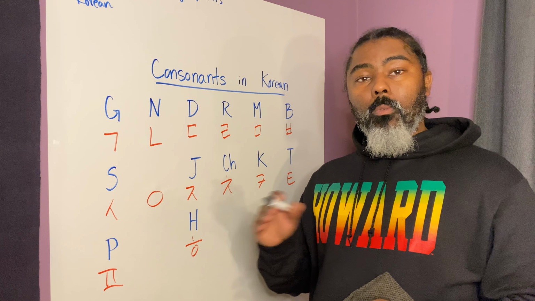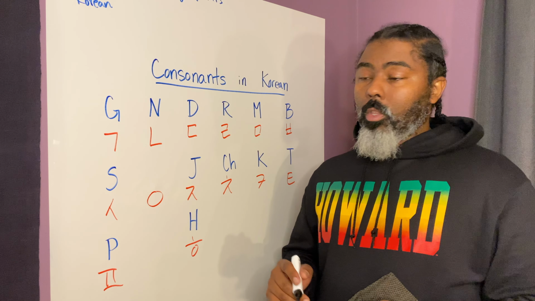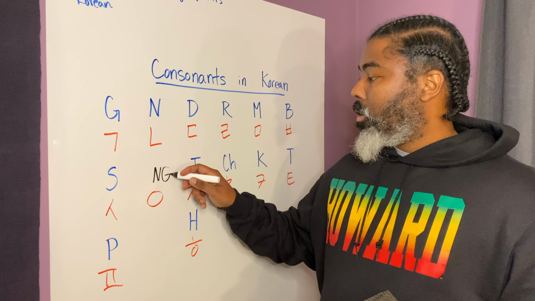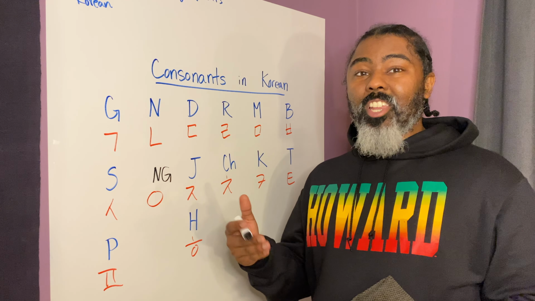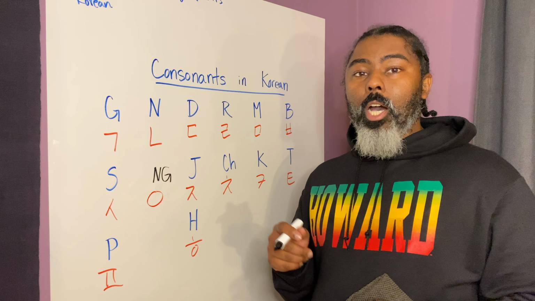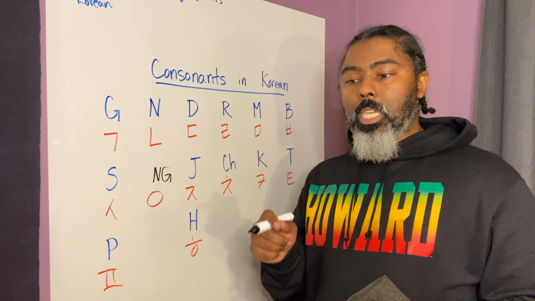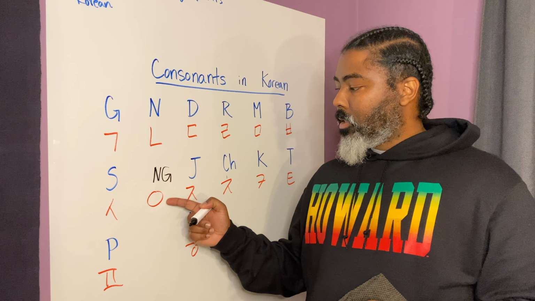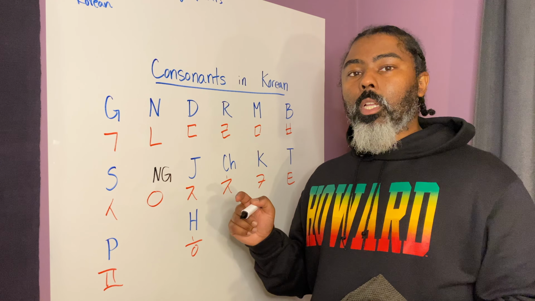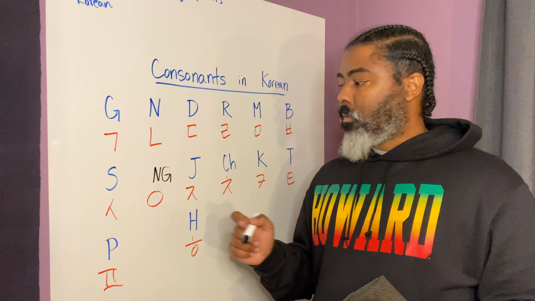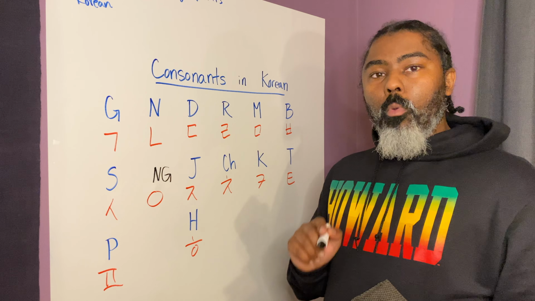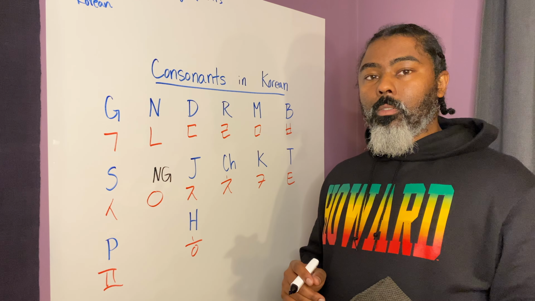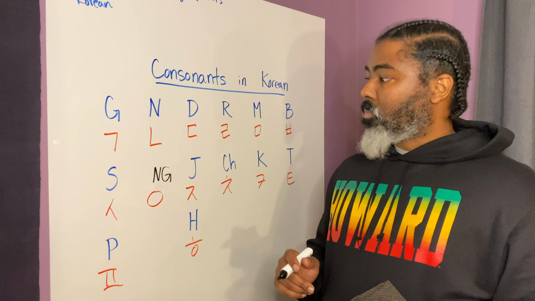When you see this symbol, there's no sound made, or you can produce the sound of ng, just as in running, hunting, that ng, ng, ng, that is the sound that this symbol produces, okay? So this is one more consonant to add to the list of consonants in the Korean language.